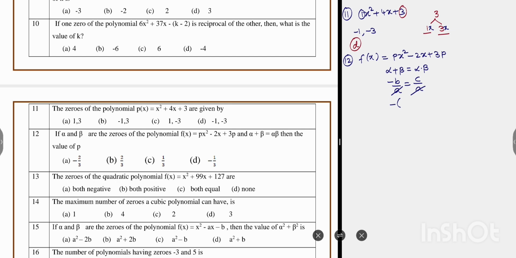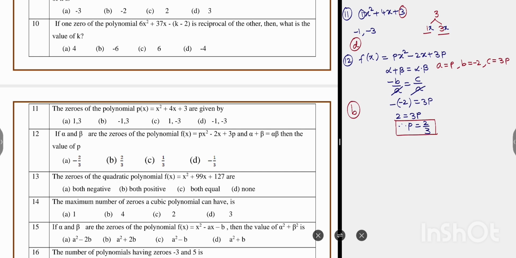Substitute the b value and c value. A, b, c values: A is p, b is minus 2, c is 3p. So minus of minus 2 is equal to c, which is 3p. So 2 is equal to 3p. Therefore p is equal to 2 by 3. So p is 2 by 3. Option B is correct.